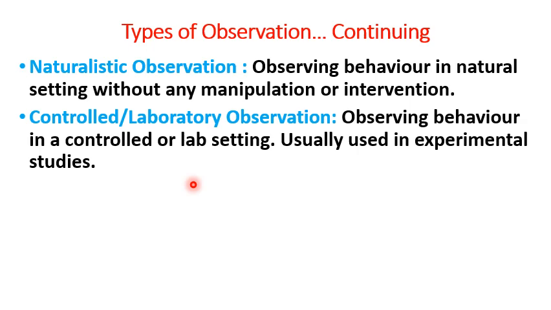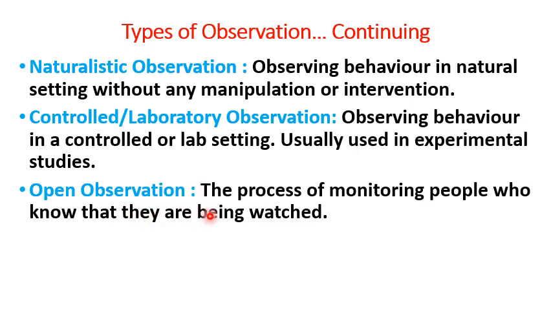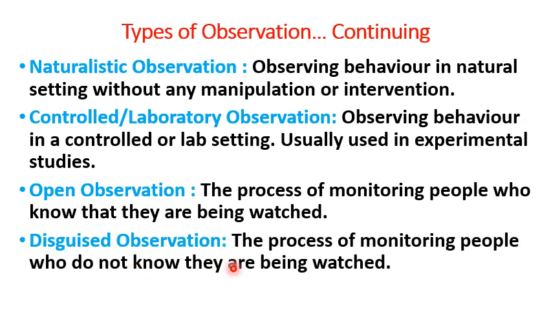If the employees are observed in a preset environment specifically designed for the purpose of observation, it is a controlled or laboratory observation. Then open observation, the process of monitoring people who know that they are being watched. In open observation, the observed people know they are being watched. Then disguised observation, the process of monitoring people who do not know they are being watched. So in disguised observation, the people observed do not know they are being watched.